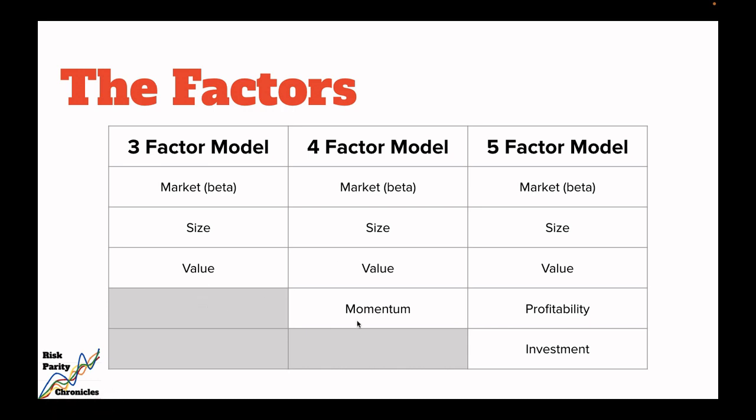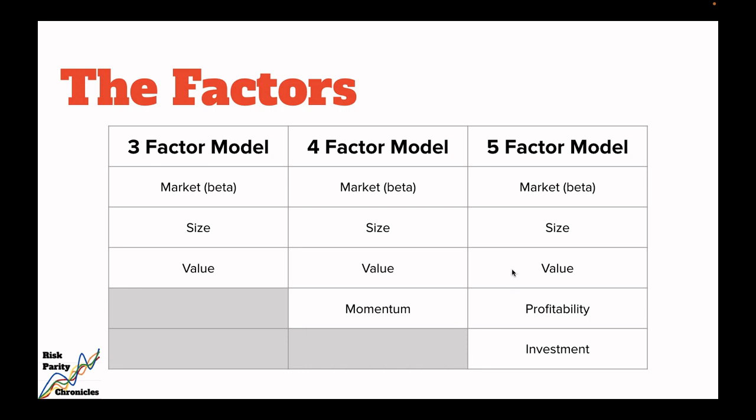If we go into the four-factor model, they've added another one called momentum, which is just sort of inertia. If a company is doing well, it will tend to keep doing well. And if a company is doing badly, it'll tend to keep doing badly. Again, this one has a lot of flavors to it, and a lot of people interpret it in different ways. But let's just say in general that the fourth factor that people have somewhat agreed on is that momentum is a factor.